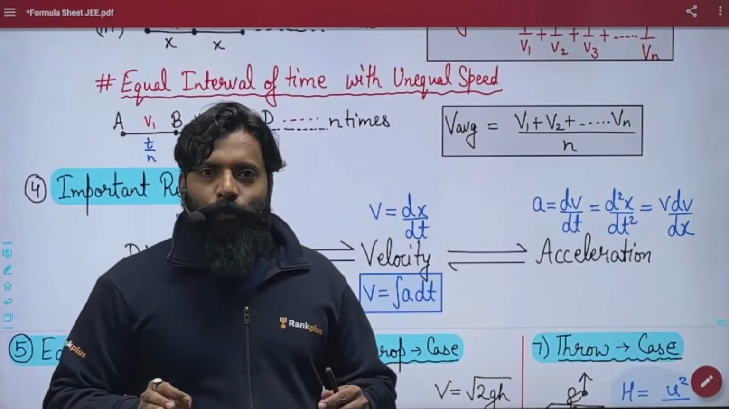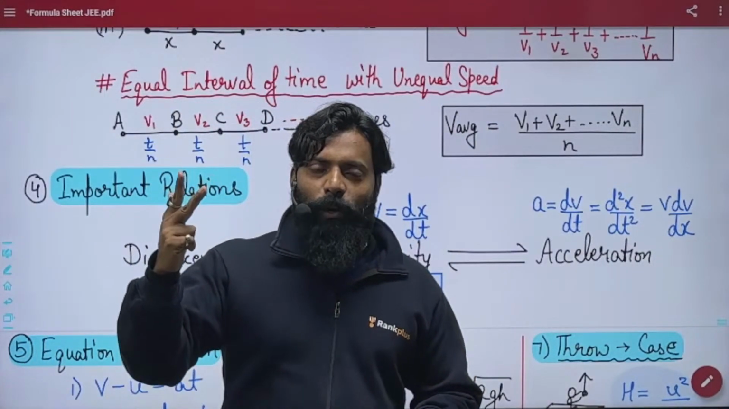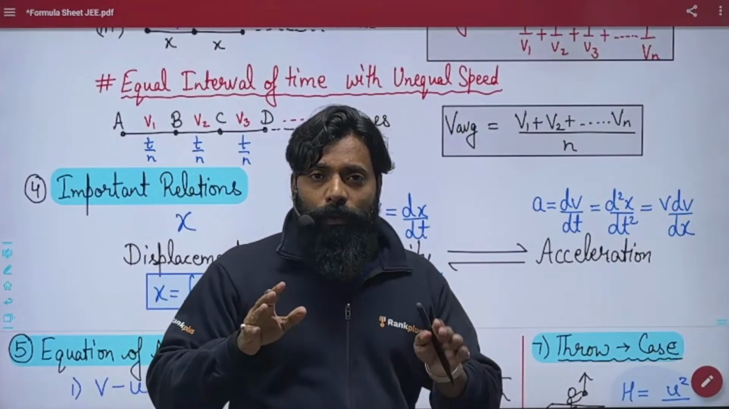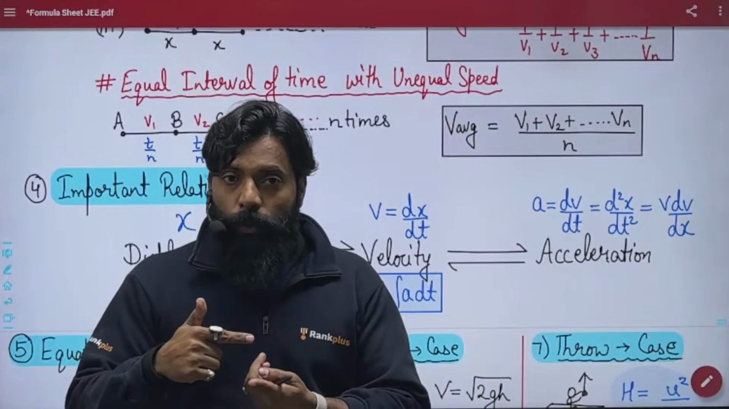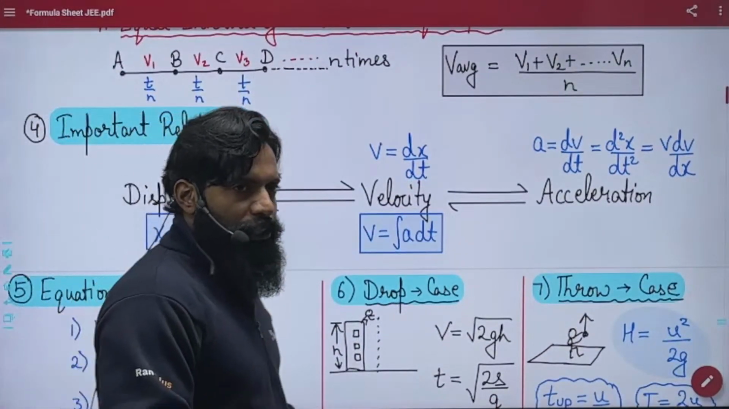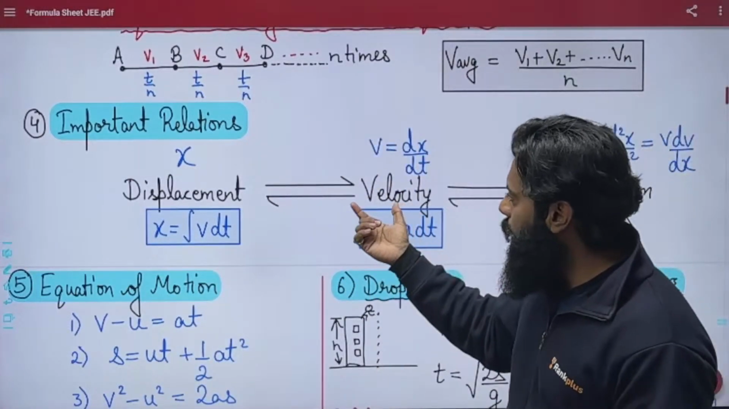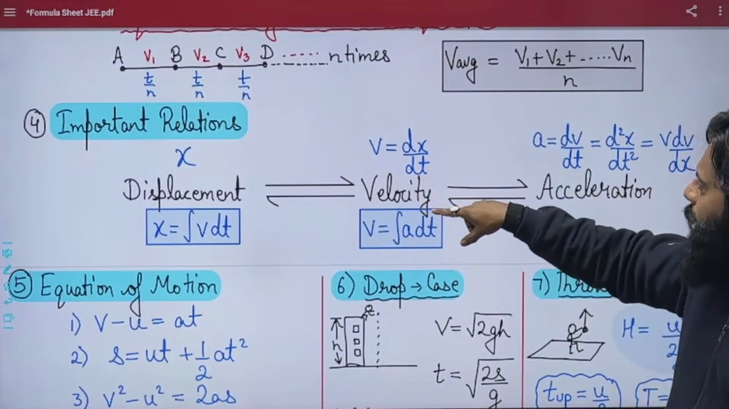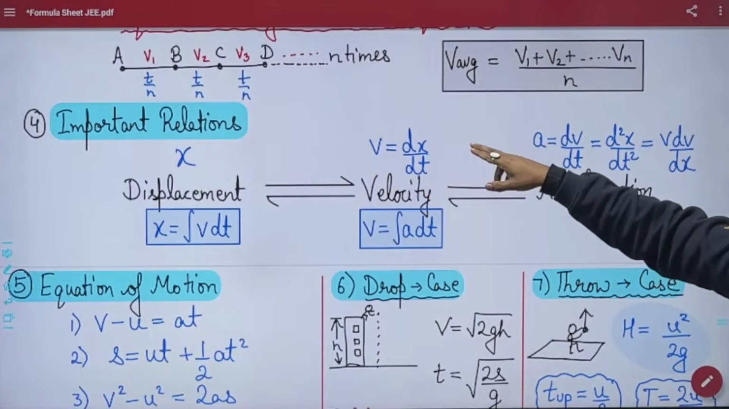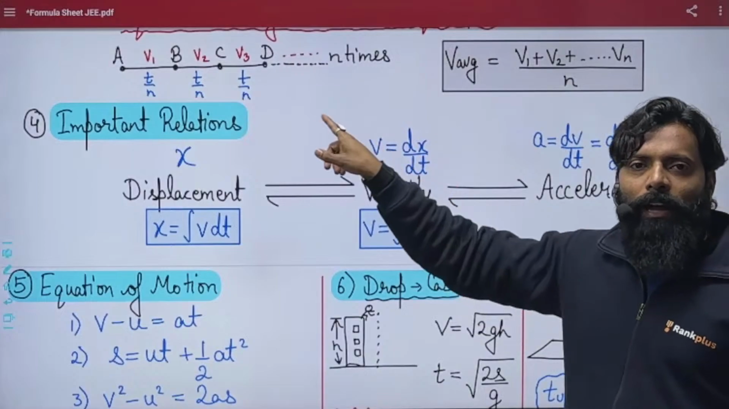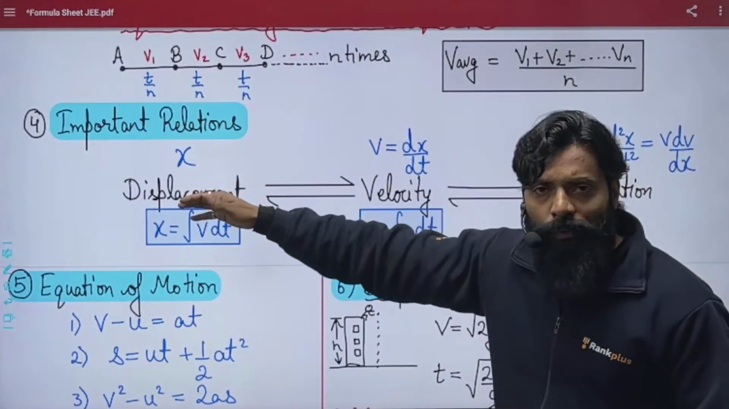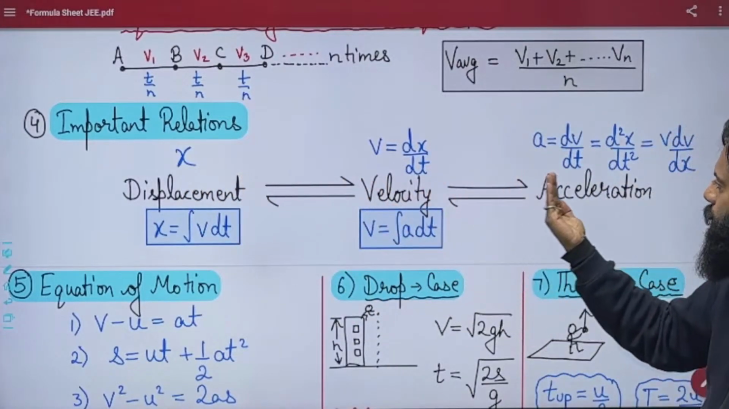Then we have the relationships between distance, displacement, velocity, and acceleration. These relationships are very, very important, and you must know when to differentiate and when to integrate. If I have a displacement equation and I need the velocity equation, I have to differentiate it. To get the acceleration, I have to differentiate the function of velocity again, or double differentiate the function of displacement. This is when I am moving from displacement to velocity and velocity to acceleration.